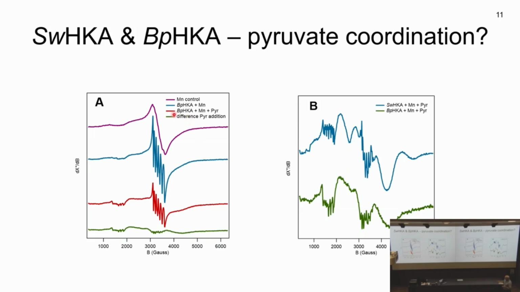And this is the control of the manganese, and this is the enzyme with manganese. And you can see a beautiful sextet, what you expect for manganese. And if you add pyruvate, you can see a change. And if you subtract, then you can see here this new spectrum that we get for the coordination. And for both enzymes, we get very similar spectra. So pyruvate clearly coordinates. For hydroxypyruvate, we also see this, however, a little less pronounced. So they seem to coordinate in a similar manner.